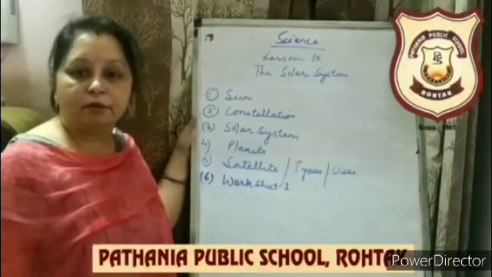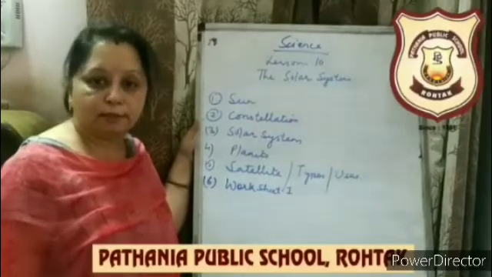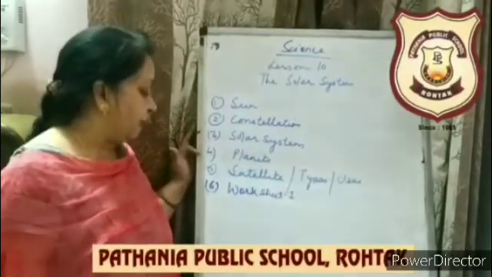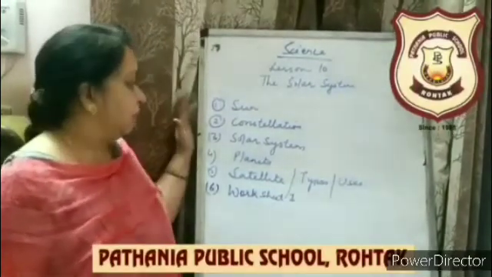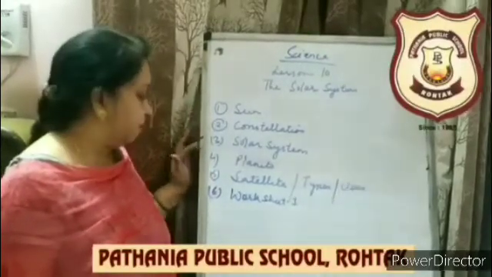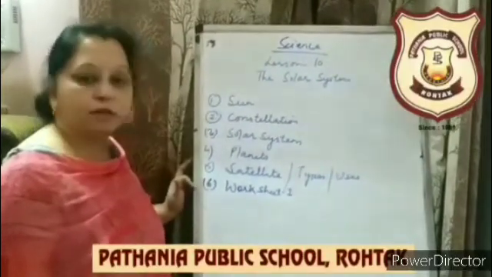Today we are going to start our new chapter, chapter 10, the solar system. In this chapter we will cover these 5 topics and worksheet 1. In this class: sun, constellation, solar system, planets, satellite, its types and uses, and worksheet 1.